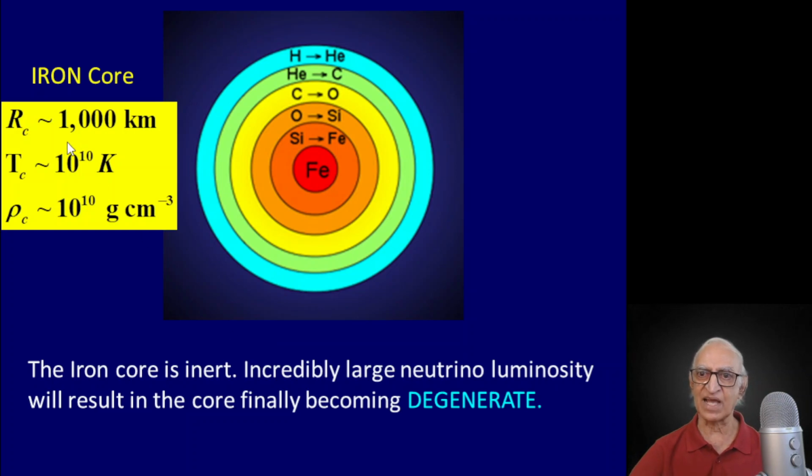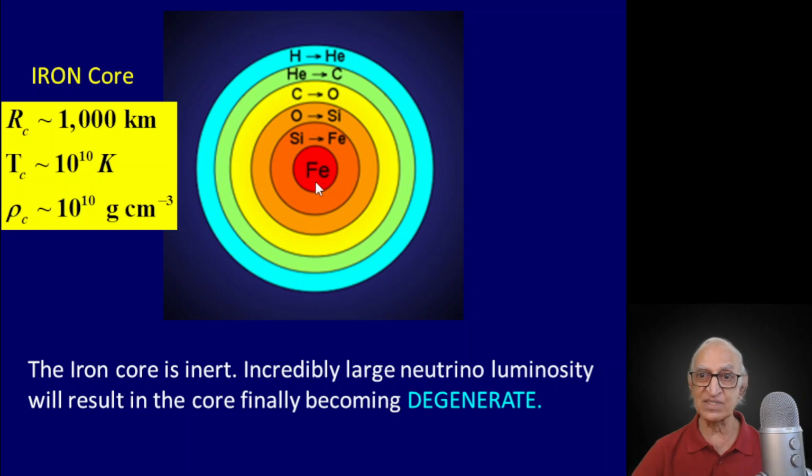The size of this iron core will only be about 1,000 kilometers. A 25 solar mass star will have a radius of about 25 million kilometers. But we are talking about a core which is only about 1,000 kilometers. Its density is 10 to the power 10 grams per cubic centimeter, and its temperature is approximately 10 to the power 10 Kelvin.